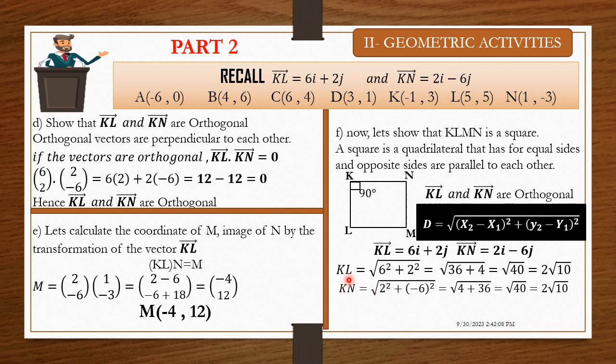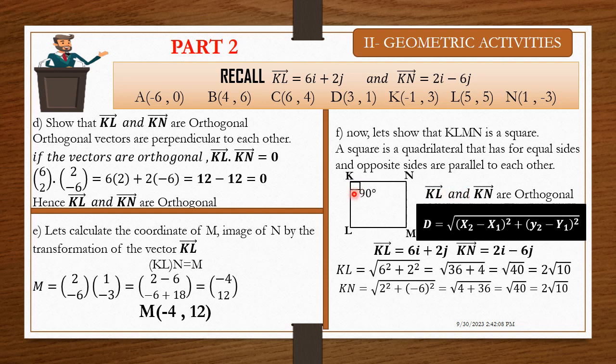Alright. All the same, KN is 2i minus 6j, and if we want to get the magnitude, you can notice here I've not put any arrow because I'm looking for the magnitude. There's a difference between this KL and this KL. The difference is that KL here is a vector, meanwhile KL here is the magnitude of the vector KL. So now I see that KL is equal to KN. They are equal because KL gives me 2 root 10 and KN gives me 2 root 10.